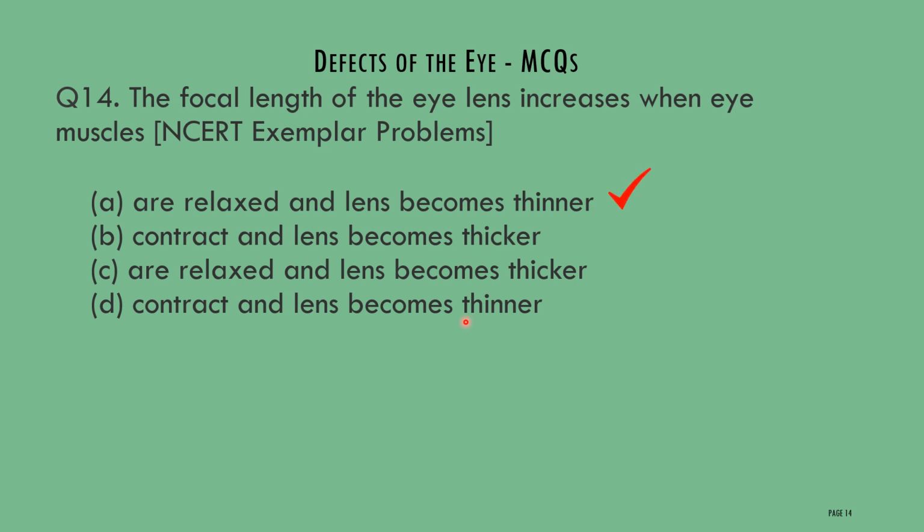Which is the correct answer? The correct answer is when the muscles are relaxed and the lens becomes thinner, then the focal length of the eye lens increases. In which case does the focal length of the eye lens, otherwise the distance between the lens and the image, increase? When the muscles are relaxed and the lens becomes thinner. Whether you are using a concave or convex lens, when the lens becomes thinner, it will increase the focal length.